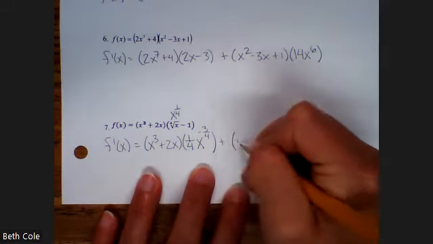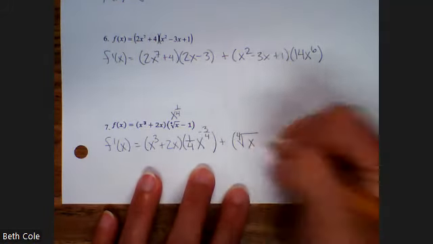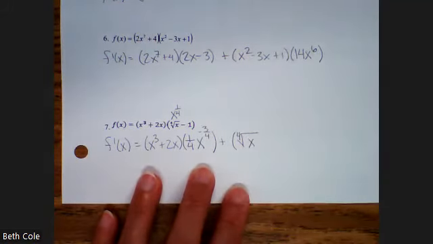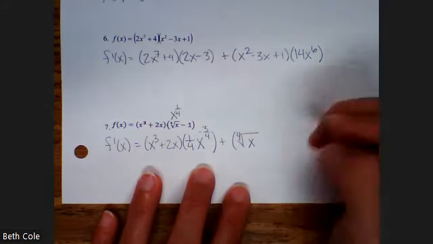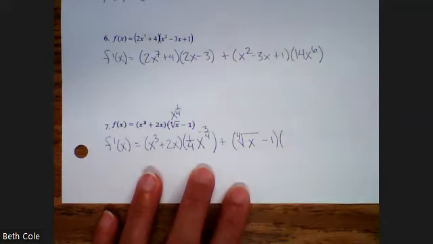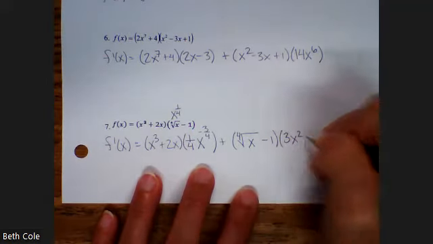Plus the second thing, now I'm going to write it with the fourth root. The idea is you want to write it with the root. We just had to deal with the power for that in order to get through the derivative. So fourth root of x minus 1, and then derivative of the first function, 3x squared plus 2.